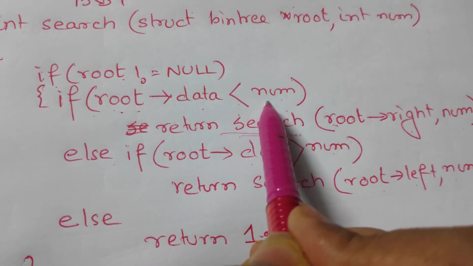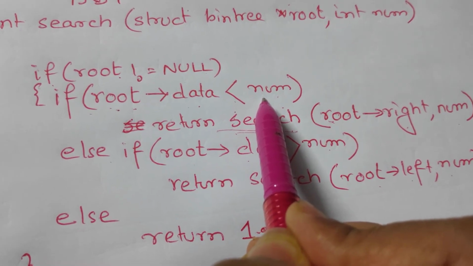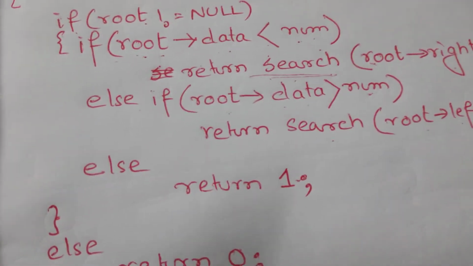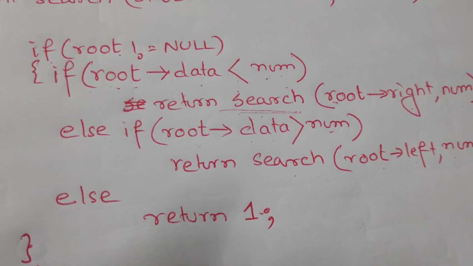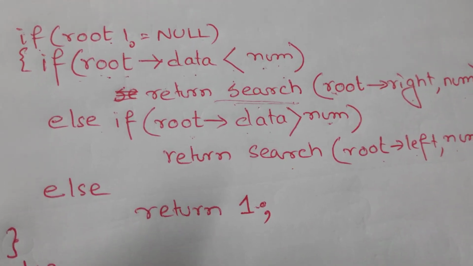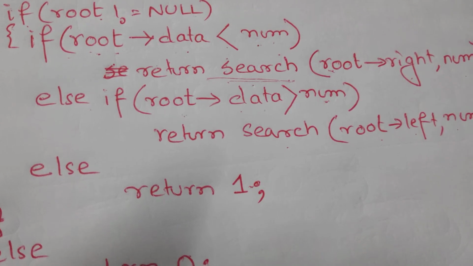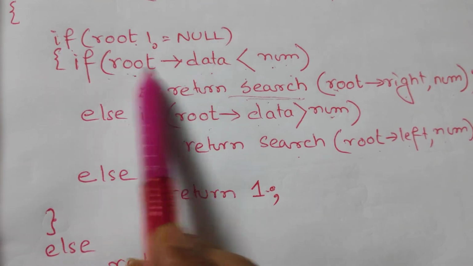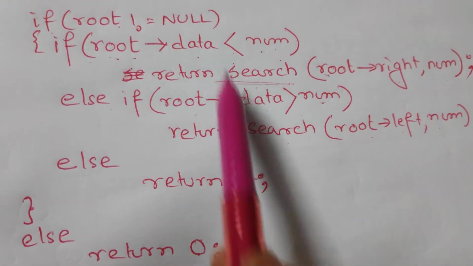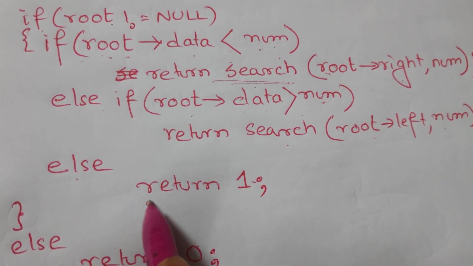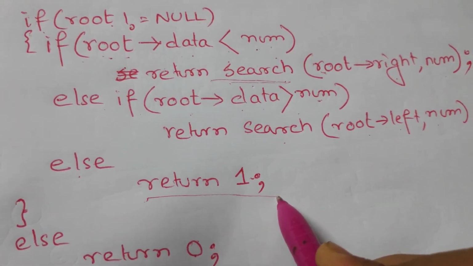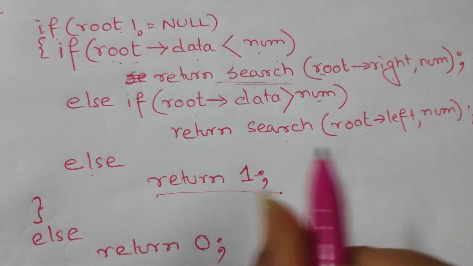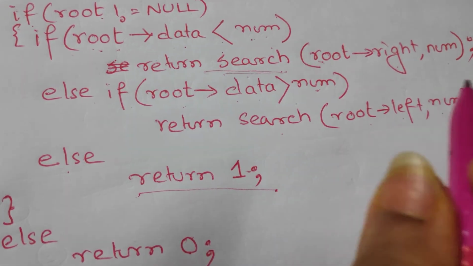Root data lesser than the number will be false because root data is 13. Root data greater than the number will also be false. So since the number is not greater and not lesser than the number, that means it is equal, or in other words we have actually found the number in the tree. So since this condition and this condition both are false, in the else part we are returning a 1 to show that the search has been a success. Right? So that is how a successful search works.